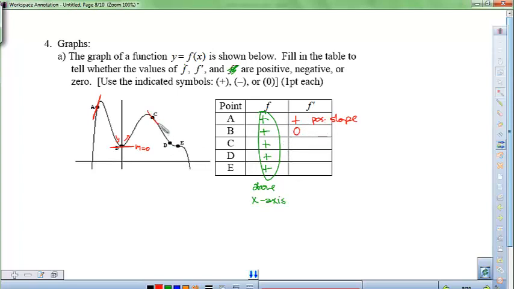C, from left to right, looks like it's going down, so it's a negative slope. D also looks fairly negative, and E looks like it might have flattened out right there, so it'll have a 0 slope. So f prime, remember, geometrically, is looking at the slope of the tangent line. So what we're doing is we're following the slope of the line.